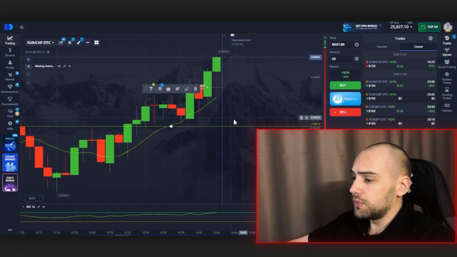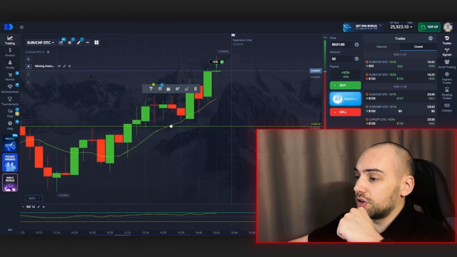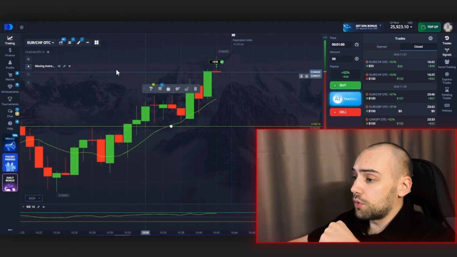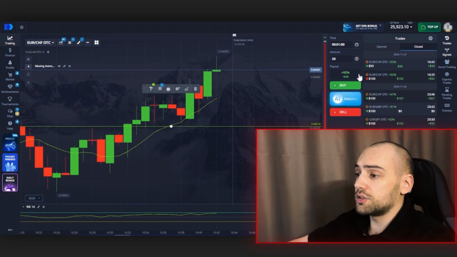And as you can see, the trade closed in profit. Let's go. So congrats. Our first order, being the Euro Swiss franc pair in the 1 minute time frame, brought us a good amount of money.